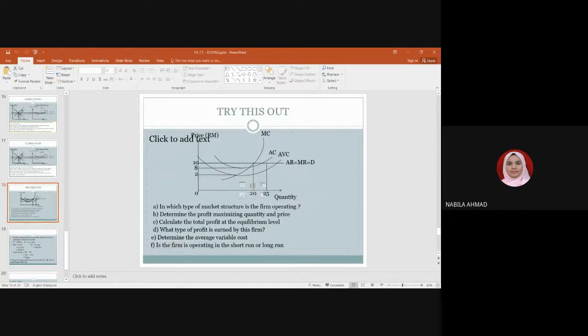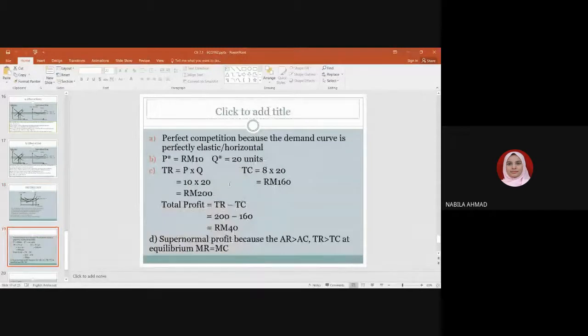Alright, soalan C. Calculate the profit at the equilibrium. So kita kena kira profit. So nak kira profit, kita kena ada total revenue dan total cost. So total revenue berapa? Ya, 10 darab 20 tadi. 10 darab 20, ya, 200. Kemudian total cost berapa? Kita lihat average cost. So at equilibrium quantity, average cost adalah 8. So 8 darab 20, 160. So 200 tolak 160. So the answer is 40.